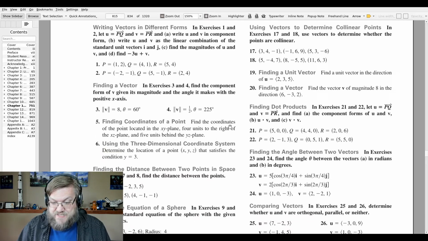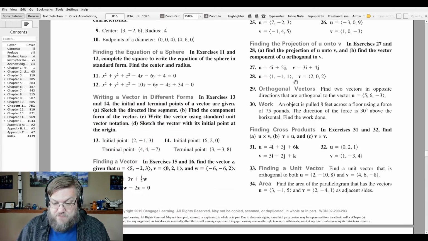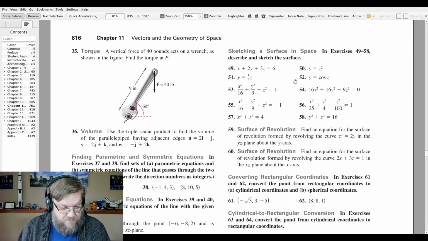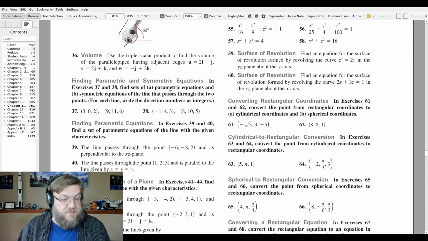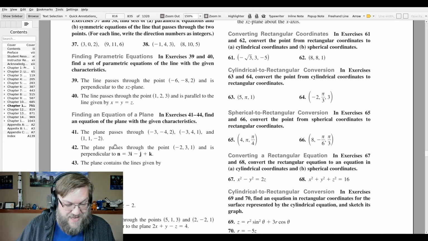All right, so you're calculating things, practicing the calculations that we had, and there might be things that we didn't cover that you can skip, right? I'm not seeing anything. Oh, symmetric equations. We did not do symmetric equations, so you can skip that.